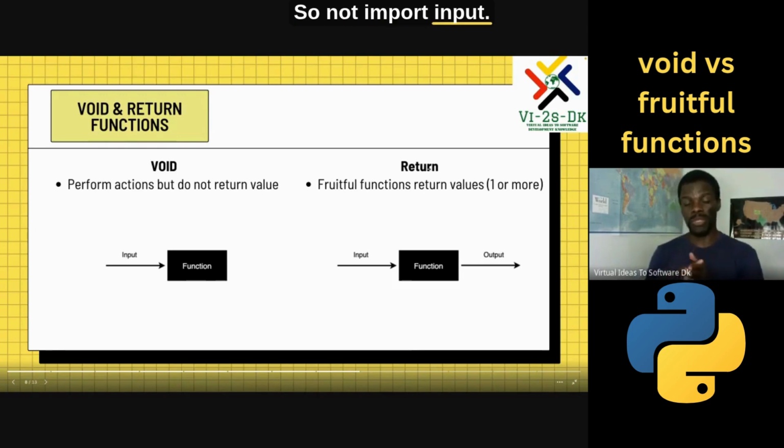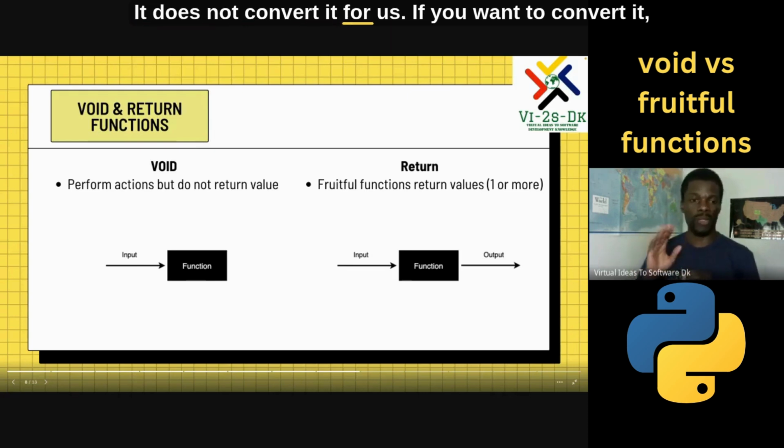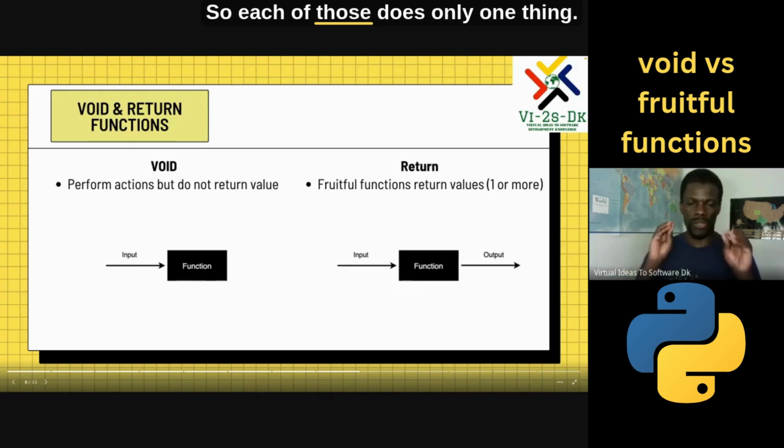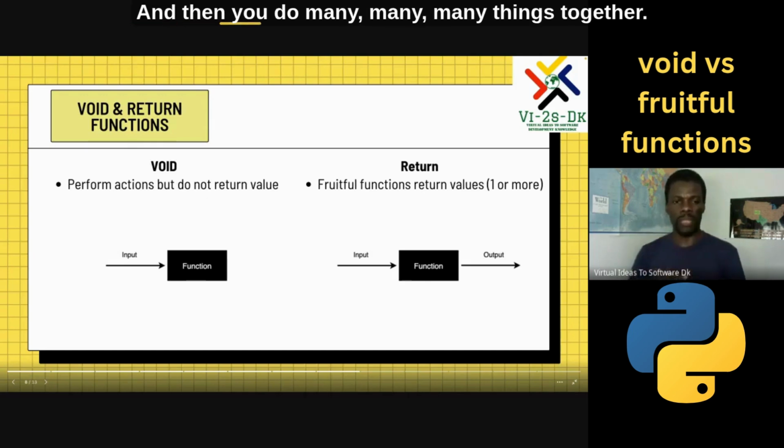So not import, input. Input just takes a value and outputs it back. It does not convert it for us. If you want to convert it, you use int or float or string and so on. So each of those does only one thing, and then you can concatenate them. You can join them together, and then you do many things together.